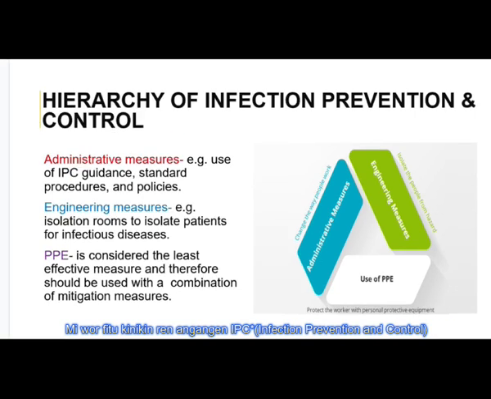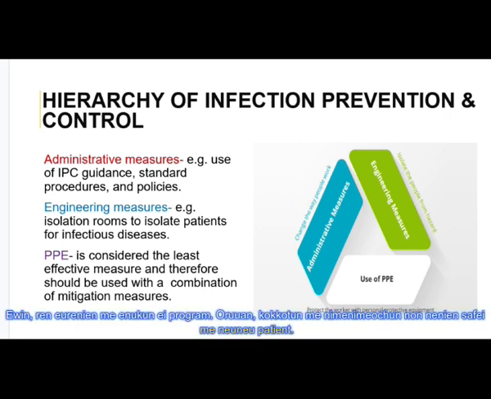So there are actually three components to how we implement IPC. The first one is administrative measures. That's mostly the IPC guidelines, standard operating procedures, and policies we have in place to guide all the health workers to follow practices of IPC.